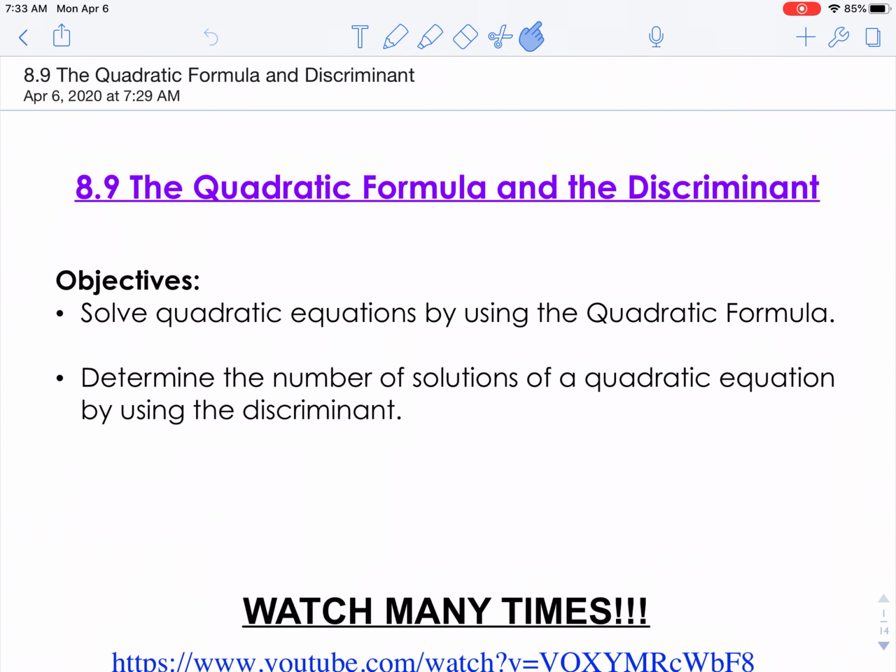8.9, the quadratic formula and the discriminant. This is the last lesson of Chapter 8.